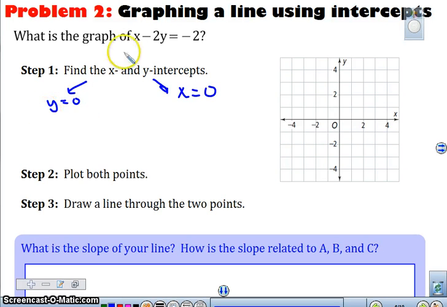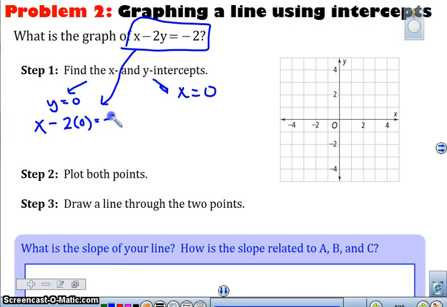So if we are solving this equation up here, we're now going to replace the y with 0, which means we're going to have x minus 2 times 0 equals negative 2. So in this case, x equals negative 2, which means when y is 0, we're going to go to (-2, 0). This is my x-intercept.